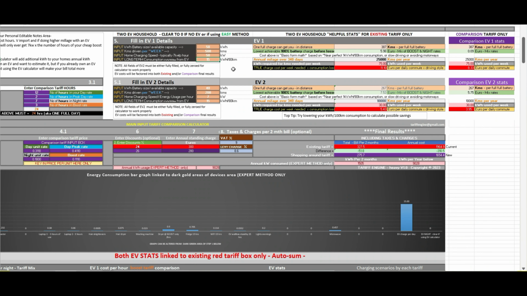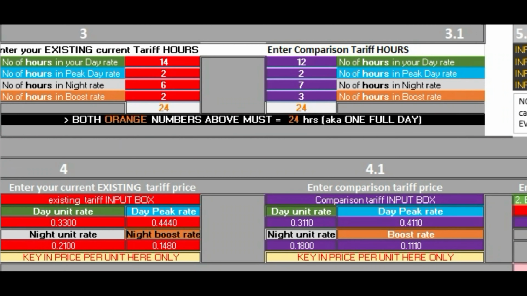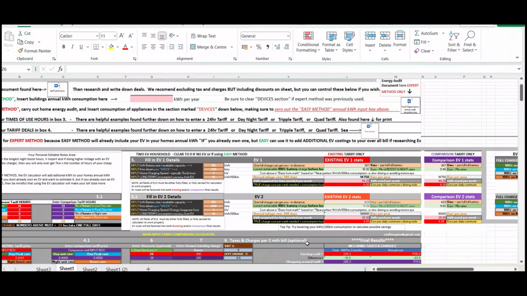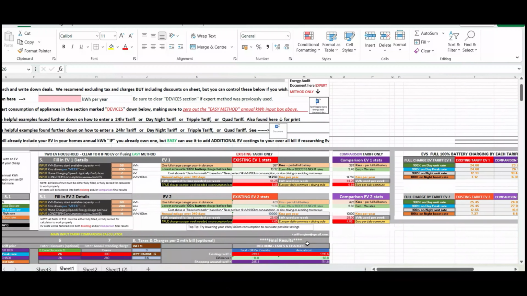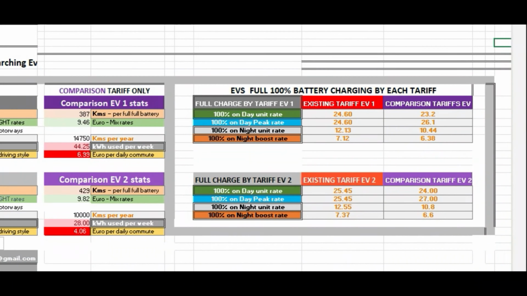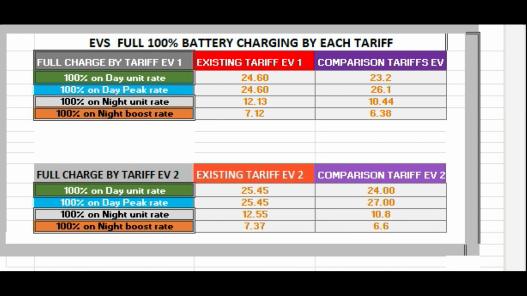So it's all about finding the best tariff to suit the times you use most energy through the different hours of tariffs. Scrolling further right, you can access the EV by tariff area, where you can see what a full charge will get you on each individual tariff for each EV, and comparing full charges by each rate between your existing deal and your new deal.